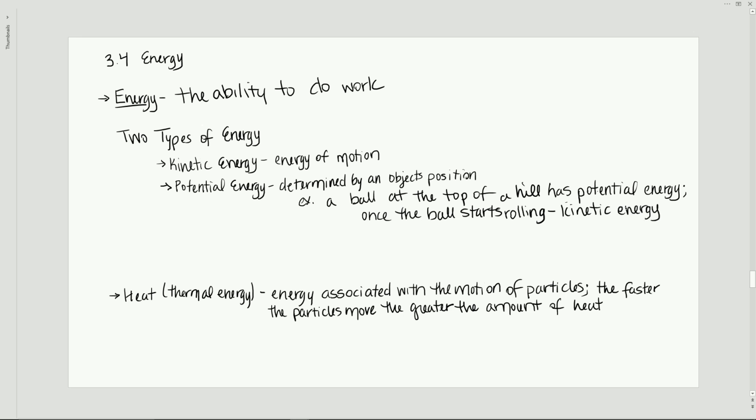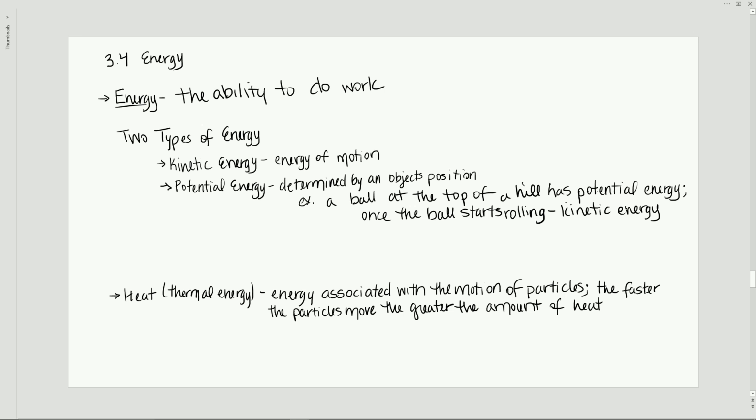Okay. So just remember, kinetic energy is the energy of motion, and potential energy is determined by the object's position. Another example of potential energy would be if you had a spring and you pushed the spring down, the energy that is contained within the spring while you're squeezing it together is also potential energy.